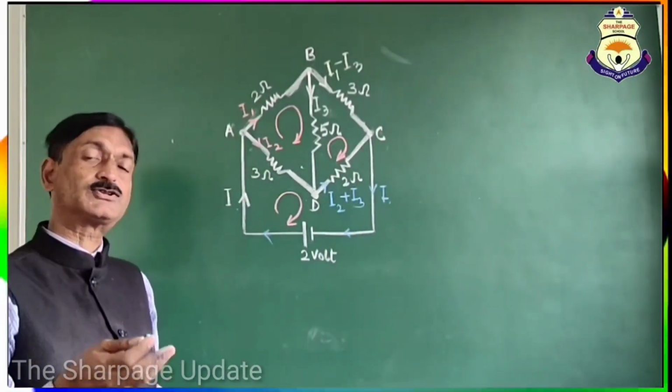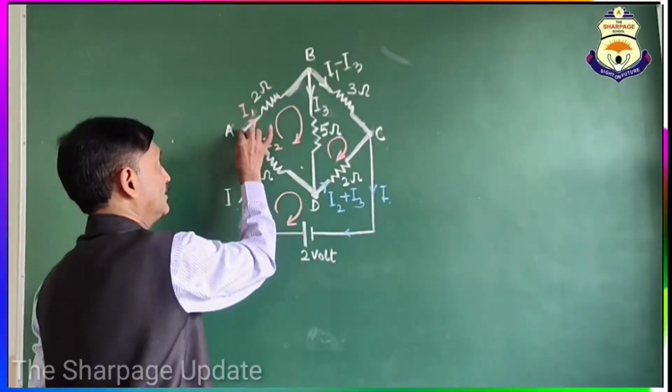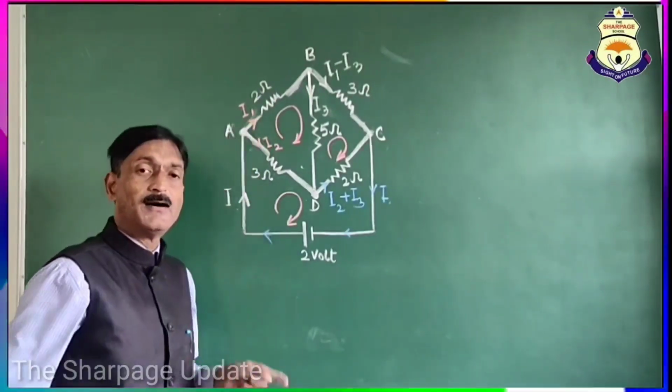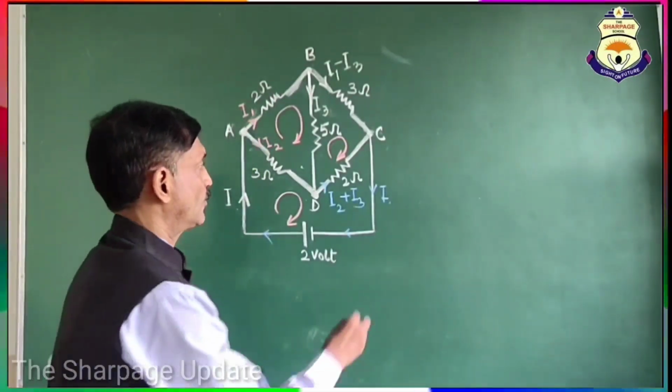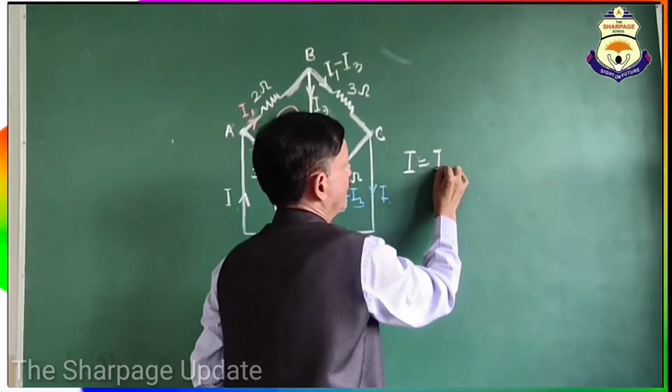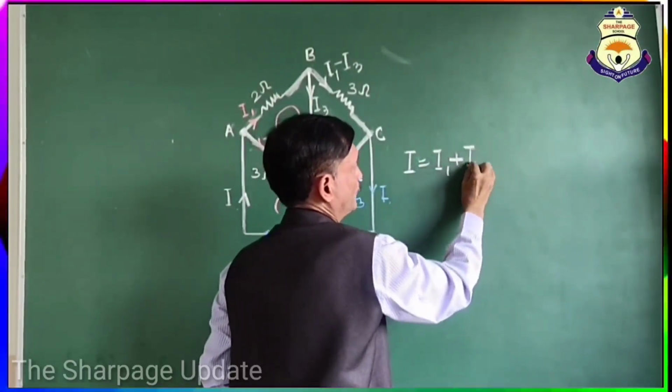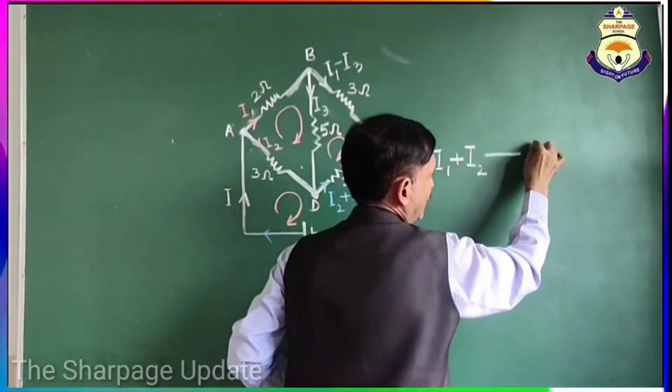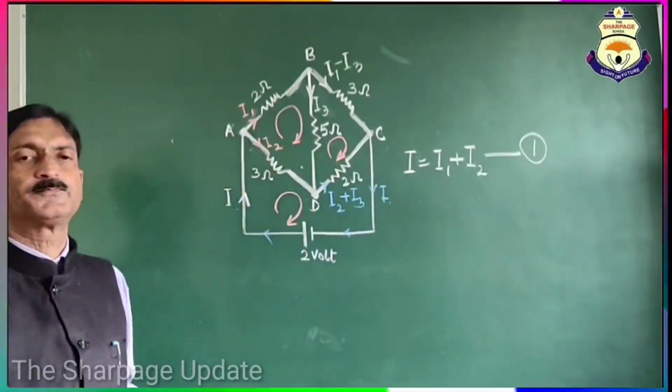So according to Kirchhoff's current law, at the junction A, according to Kirchhoff's first law, I equal to I1 plus I2. So this is equation number 1.